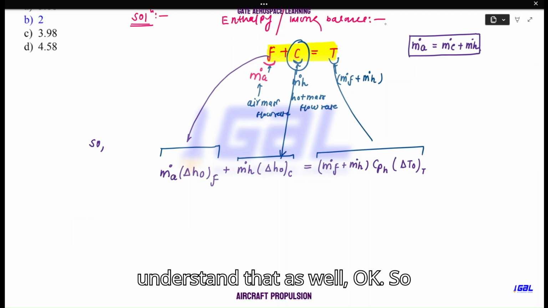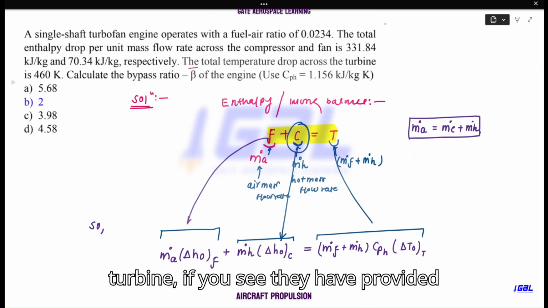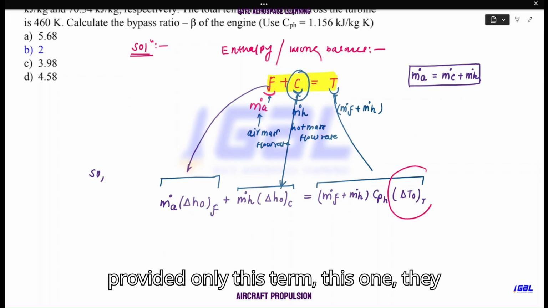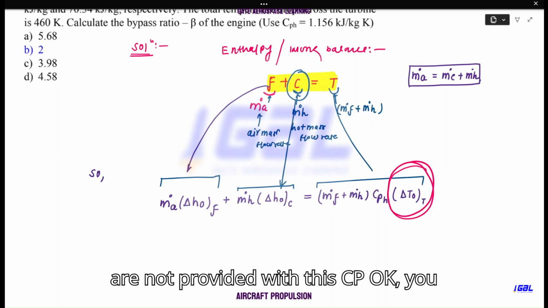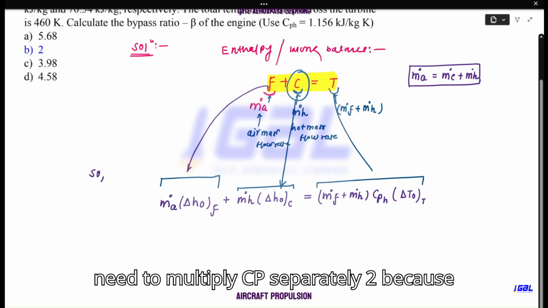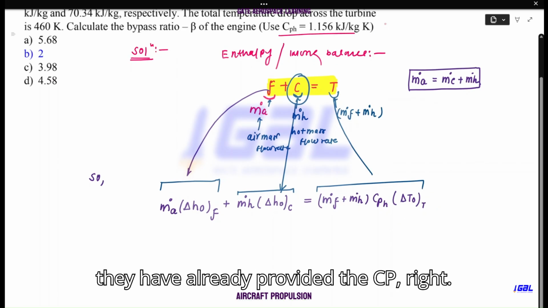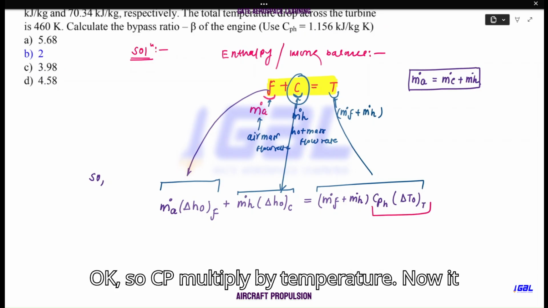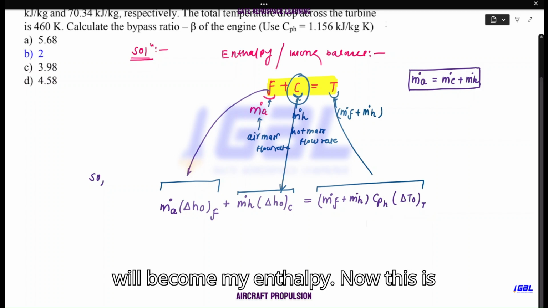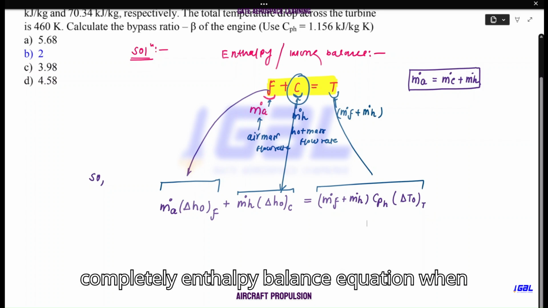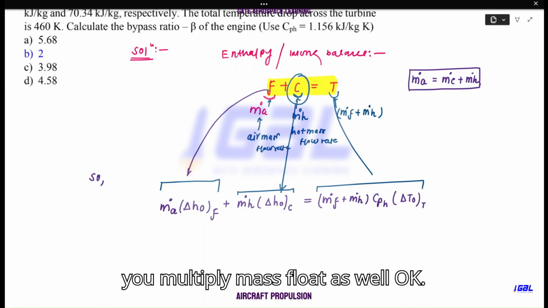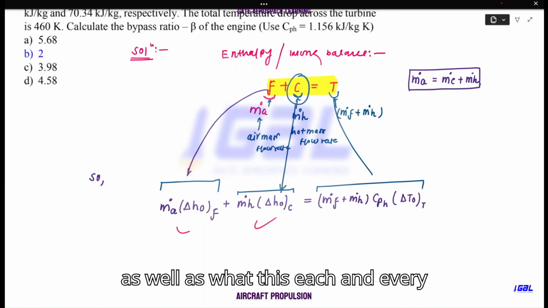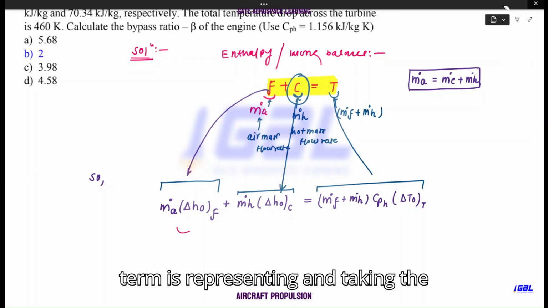Now coming to the turbine, you need to understand what they have provided as well. They have provided the total temperature drop across the turbine as 460 Kelvin. So they have provided only this term. They have not provided the cp, so you need to multiply cp separately. Now my equation will become this much. cp multiplied by temperature becomes my enthalpy. This is completely the enthalpy balance equation when you multiply mass flow rate as well. I hope you understood this equation and what each and every term is representing, taking the units. Okay, fine.